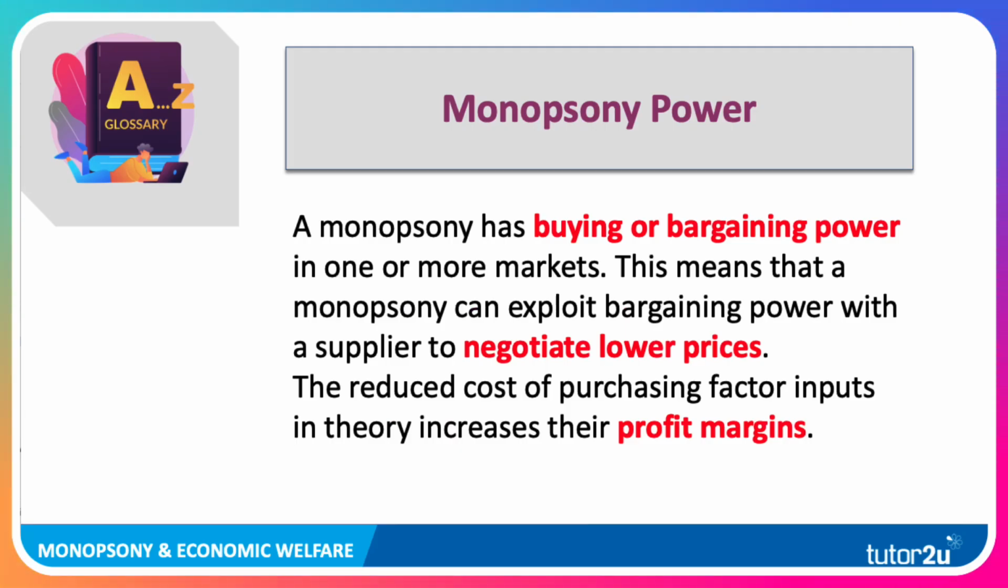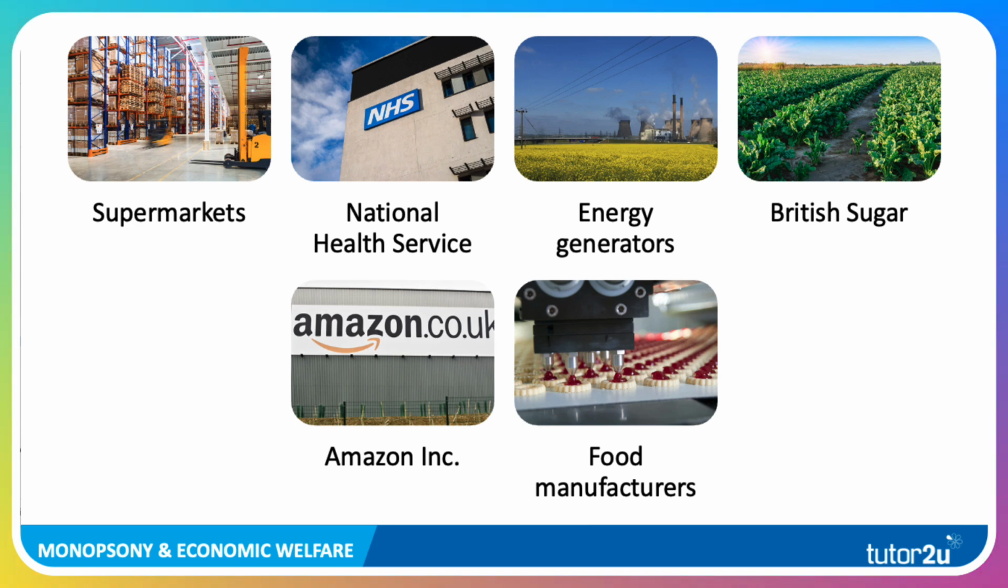So first of all, what do we mean by monopsony power? Well, it's when a business has buying or bargaining power in one or more of their markets. And this means that a business can exploit that bargaining power with a supplier to negotiate better prices for their inputs. The reduced cost of buying those inputs might in theory increase profit margins and could also affect the price. So it's an example of monopsony.